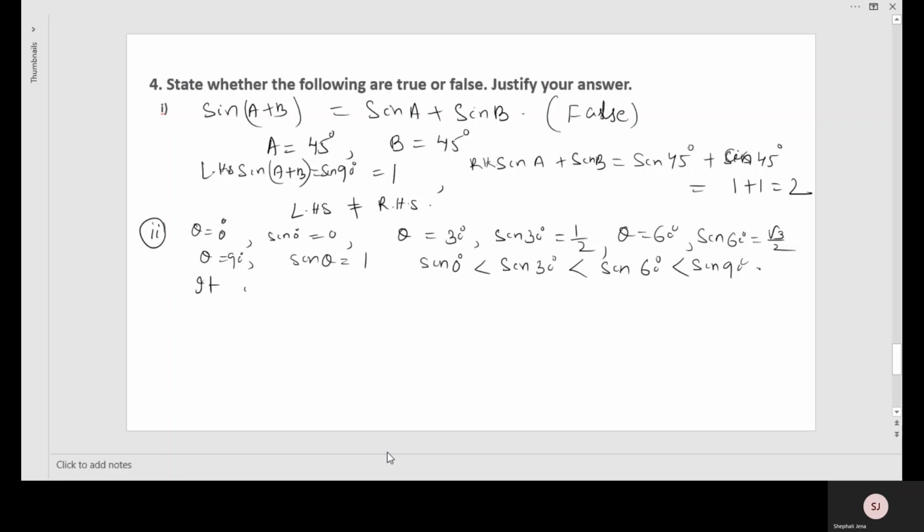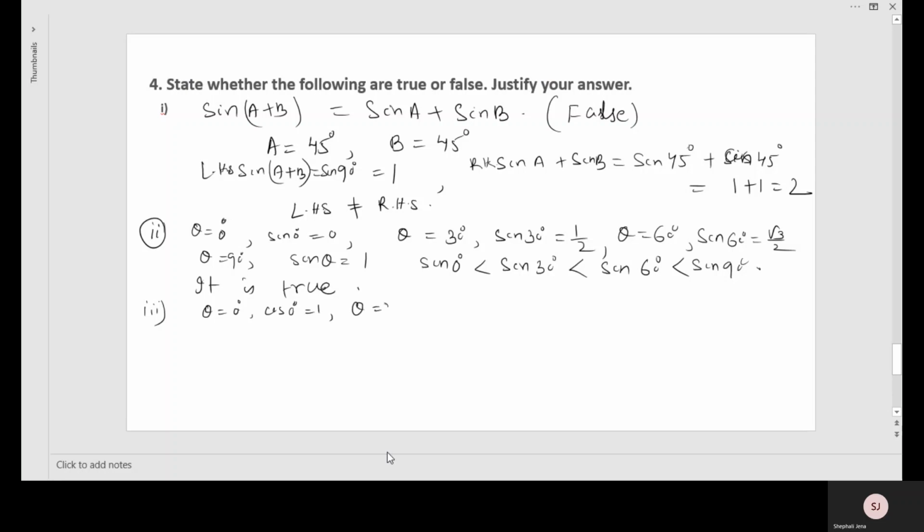So it is true. If theta's value is increasing, then your sin value is increasing. So sin theta increases as theta is increasing. It is true. So third question. The value of cos theta increases as theta increases. No. You should prove that if theta is 0 degree, then cos 0 is 1.